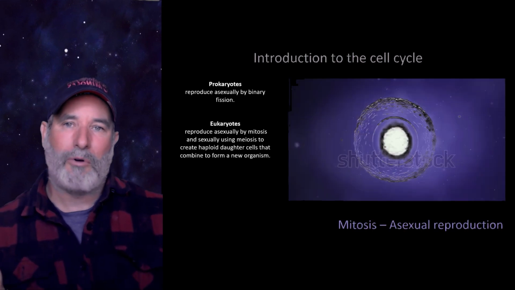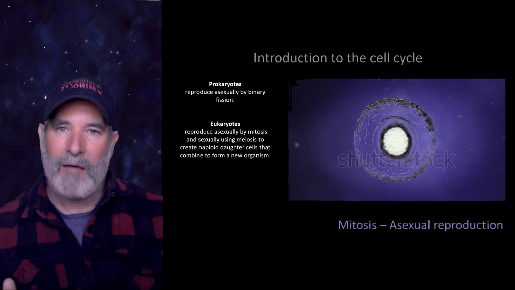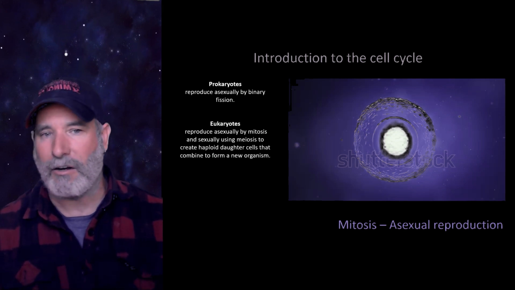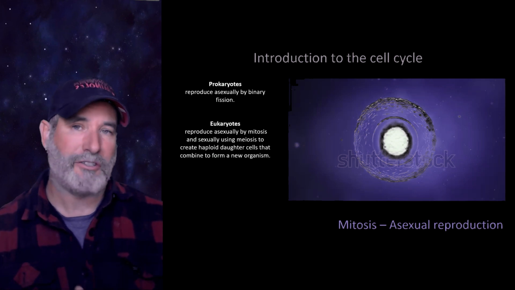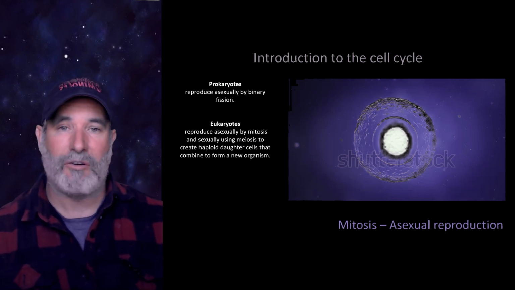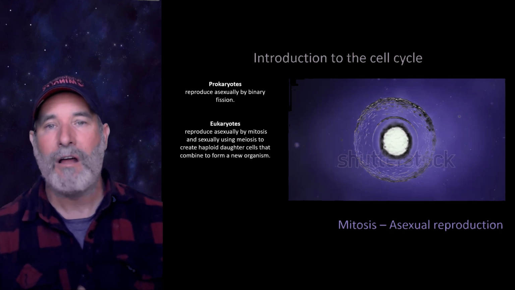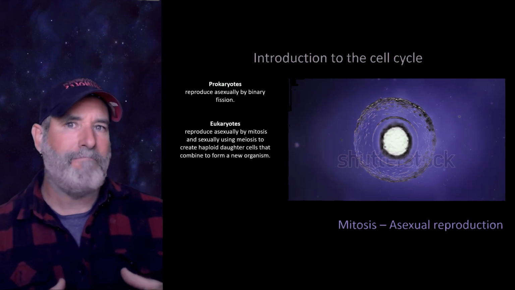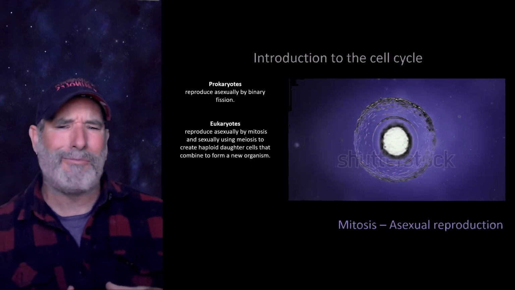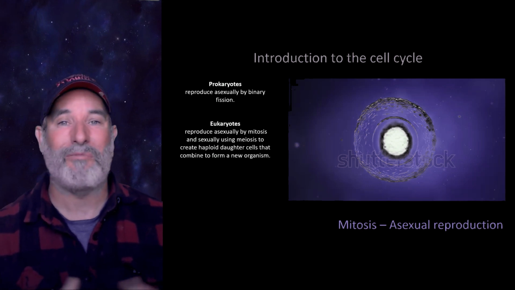So prokaryotes, they reproduce asexually. And I'm going to talk more about that later. And then eukaryotes, they evolved a new type of reproduction to go along with asexual reproduction. It's sexual reproduction, and that's meiosis. And we're not going to talk about that here. But mitosis is creating genetically identical, more or less, offspring. The more or less part comes from the number of mutations.